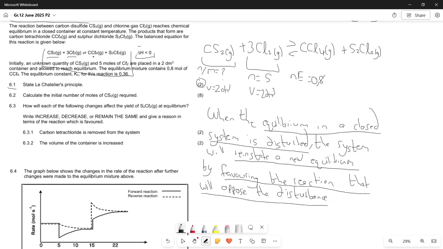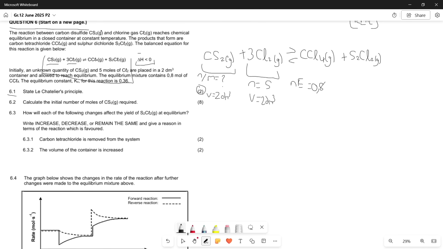And the system is constantly trying to balance itself in terms of the amount of mass of each product, in terms of any temperature changes, and in terms of any volume or pressure changes. Okay, but at this stage, the equilibrium in a closed system in a beaker will reinstate a new equilibrium, will find some new balance favoring the reaction that will oppose the disturbance, meaning that if we have more here, it will favor the reverse reaction so that they end up being balanced in the end. Okay, so this is what these words mean, and these are the important phrases to earn us 2 marks.